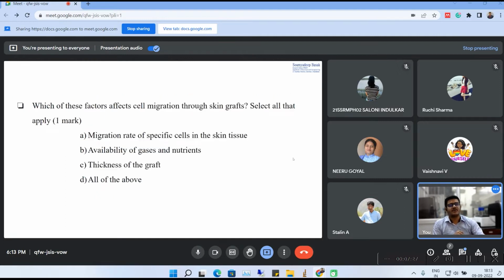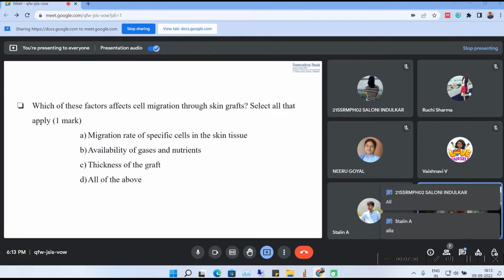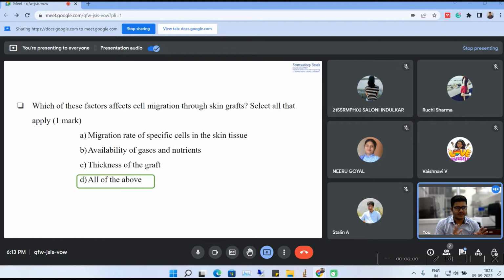Alright. Next question is: which of these factors affects cell migration through skin grafts? Select all that apply. Options are migration rate of specific cells in the skin tissue, availability of gases and nutrients, thickness of the graft, and all of the above. All these factors, the migration rate of specific cell types, the availability of nutrients and gases, as well as the thickness of the material, act in combination on cell migration through skin grafts.